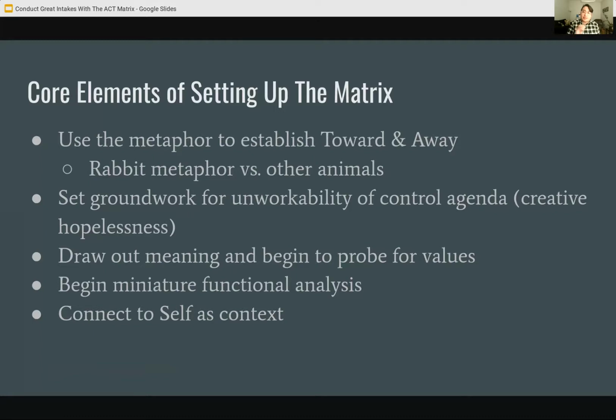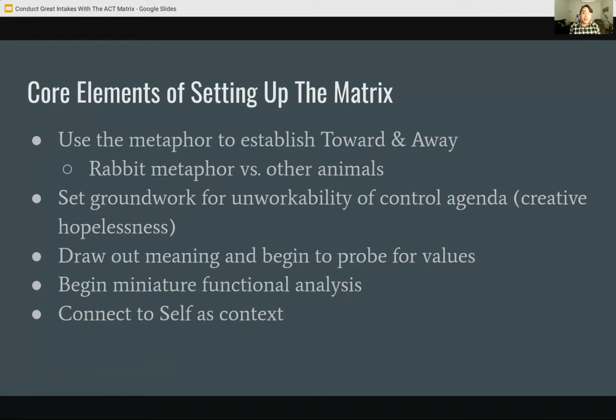And so what we're doing with the matrix is we're drawing out some of the client's values, what they really care about, so that in future work, we can always set everything up against their values. We can talk about how what they're doing or what they're thinking about is connected in some way to those people and things that they care about. So it really just opens all these wonderful doors for future work all the way down the line with clients.